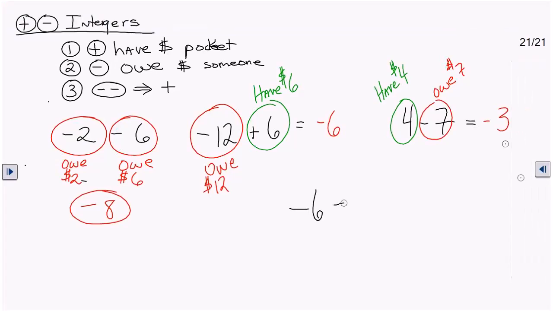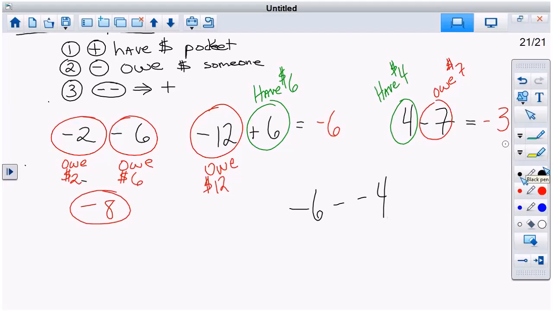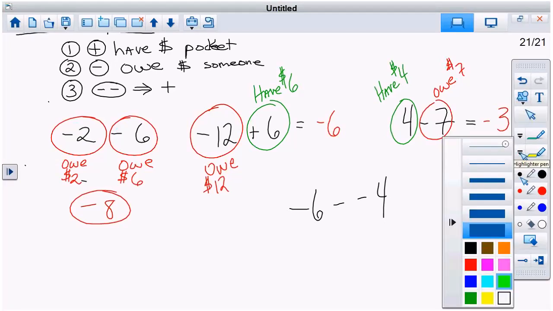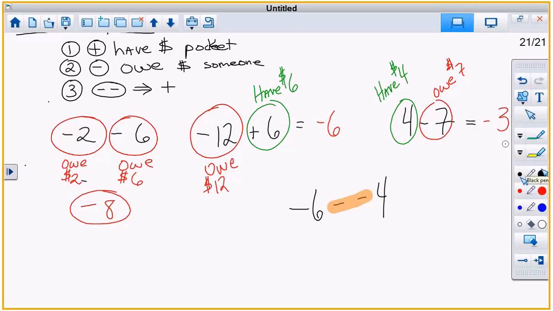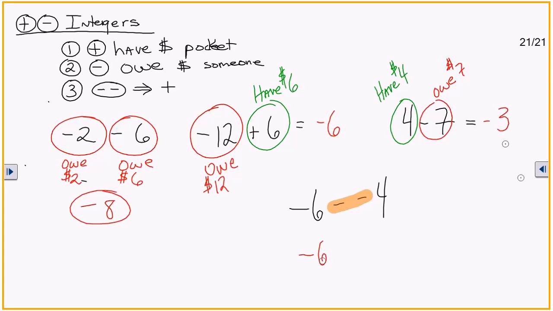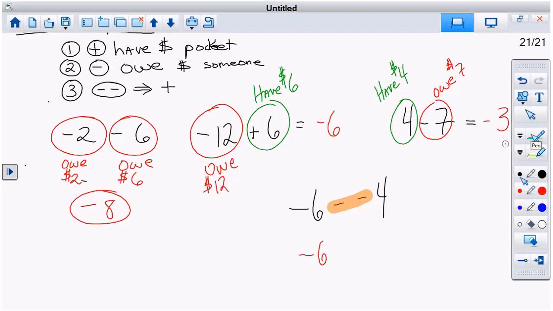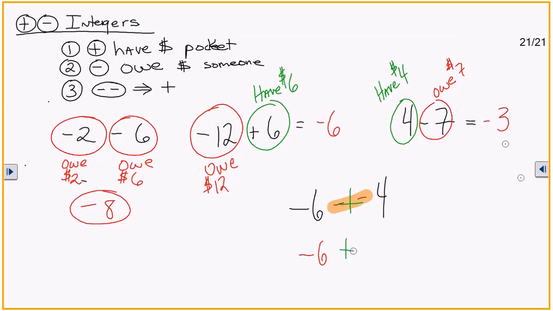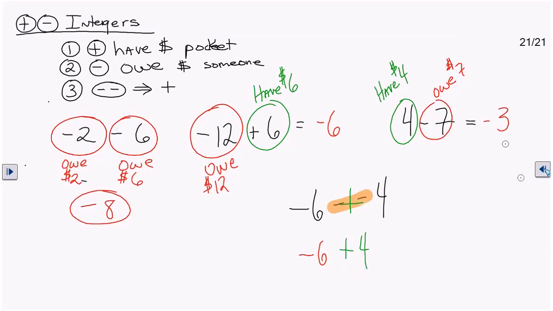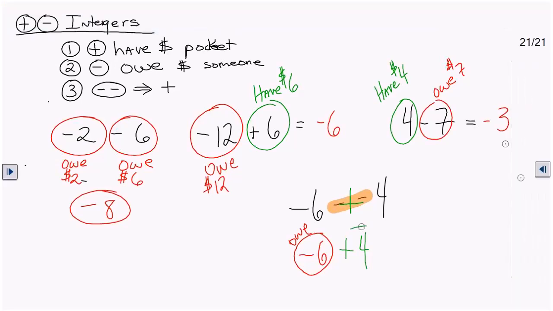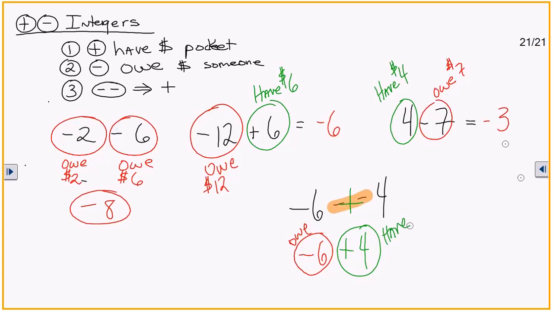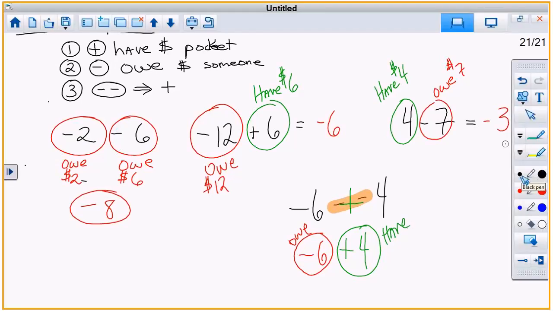Let's do another one. -6 minus a -4. And we'll take our highlighter. We've got to highlight a different color this time. That burnt orange says we got 2 negatives together. So the first thing you're going to do is rewrite it. -6 means I owe, and +4 means I have. If you owe somebody $6 and you have 4 in your pocket, and they beat you up and take your $4, you still owe them $2.